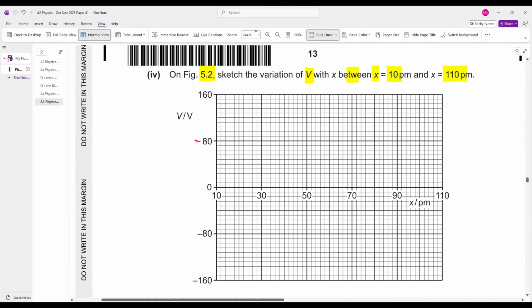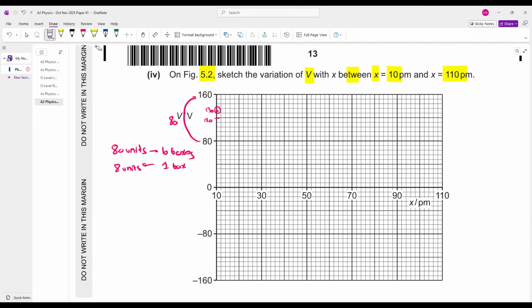So now where will 130 be? If you are going from 80 to 60, you are covering 80 units in 10 boxes. One box will be equal to what? 8 units. Okay. So in the middle, we will have 120, 128. This will somewhere be 130. Perfect. So at a value of 10, you have 130 as your electric potential.